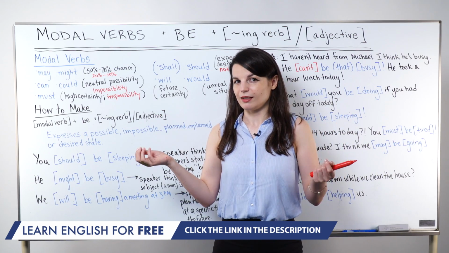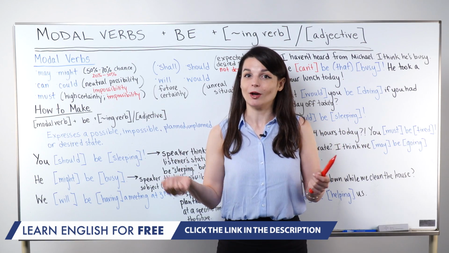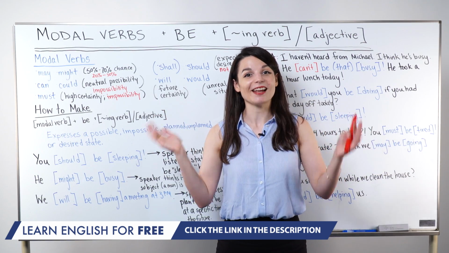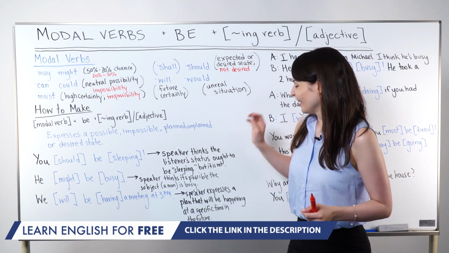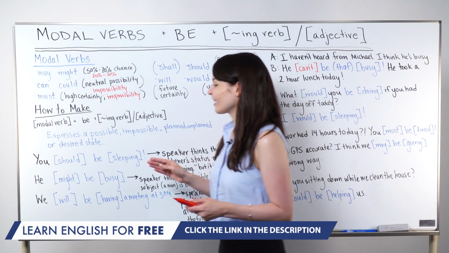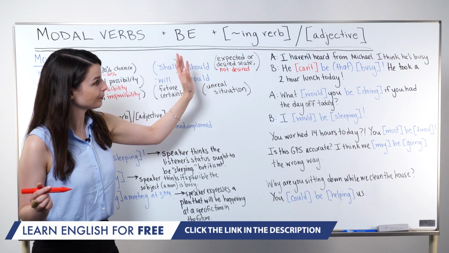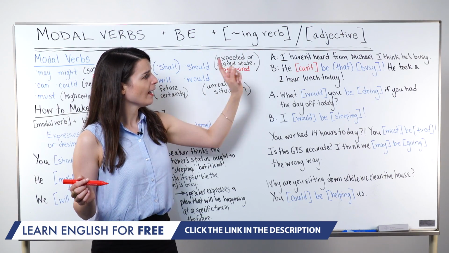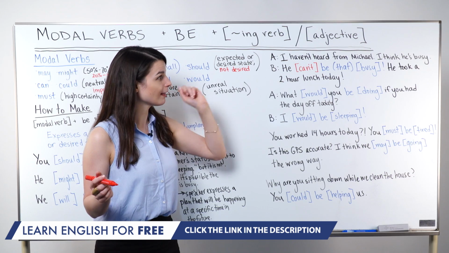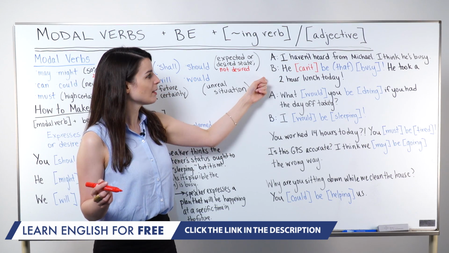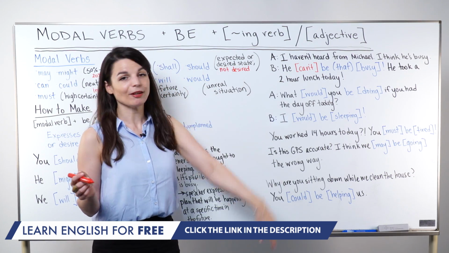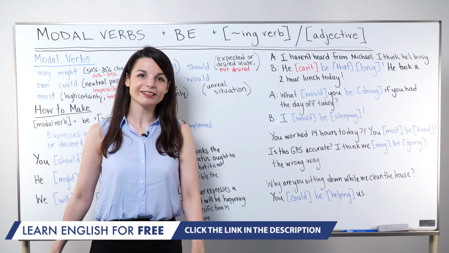So in most cases, it's pretty easy to understand from context, but if you're not sure, just ask. So, okay, let's continue then to the next example conversation for this lesson. Person A says, I haven't heard from Michael. I think he's busy. Person B says, he can't be that busy. He took a 2-hour lunch today.